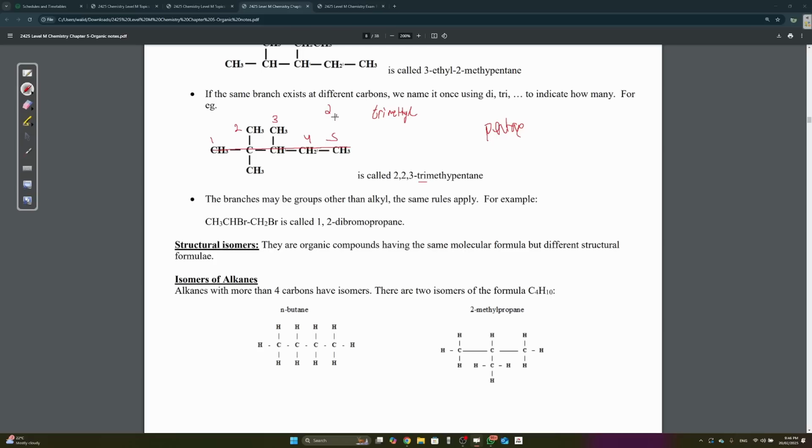But for the numbers, we say comma, comma, and of course, when you want to separate a number from a letter, dash. Okay, and then pentane. Since you have three, we say tri, and since it's the same one, you separate the numbers with commas.